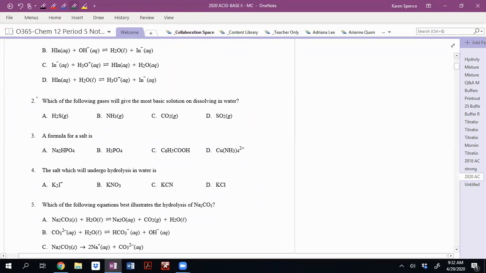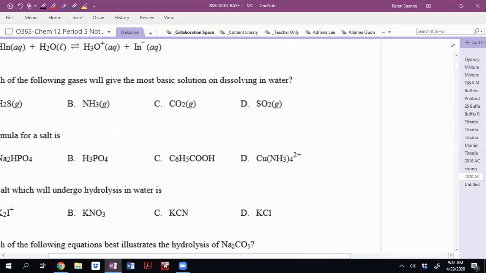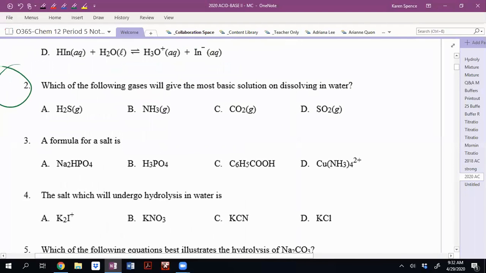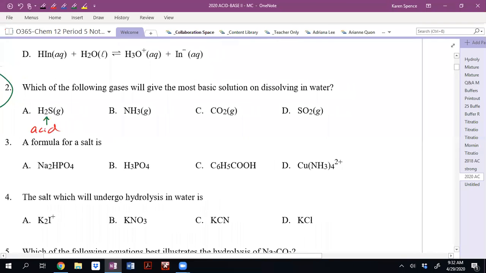So we want number 2. Which of the following gases will give the most basic solution on dissolving in water? So first of all, we're going to look at H2S. Obviously, it's got the H, so it is an acid. So that's probably not going to be our most basic.